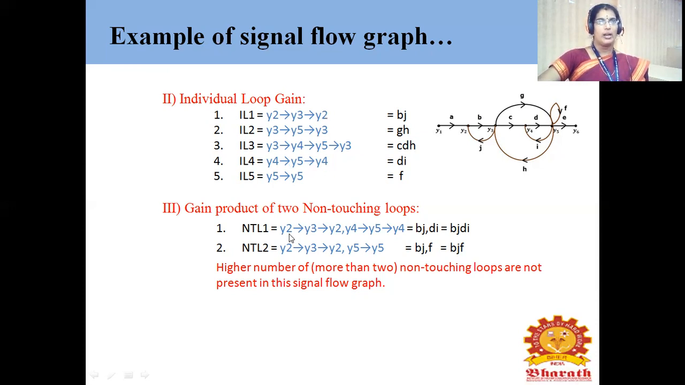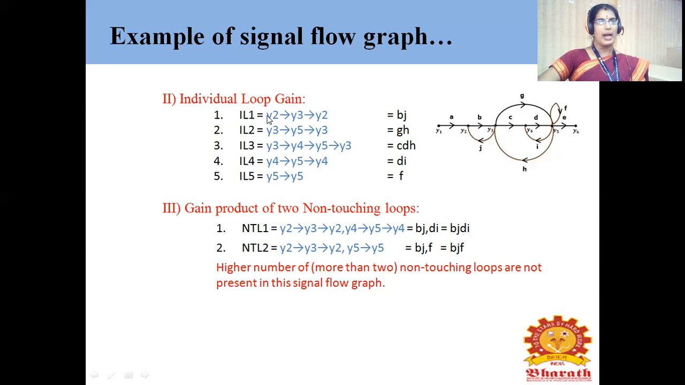That's what I've written here. Y2, Y3, Y2 is one loop. Y4, Y5 and Y4 is the other loop, which has the gain product of Bj into Di. So the final product Bj into Di is nothing but the representation of gains for the non-touching loop 1.